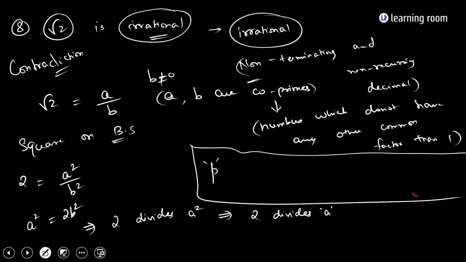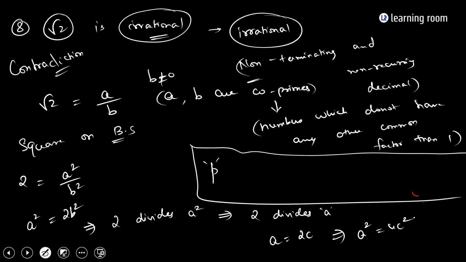From this, what are we going to get? A is equal to 2C. So we can take A is equal to 2C. Then we need to square on both sides. So we'll get A square is equal to 4C square.